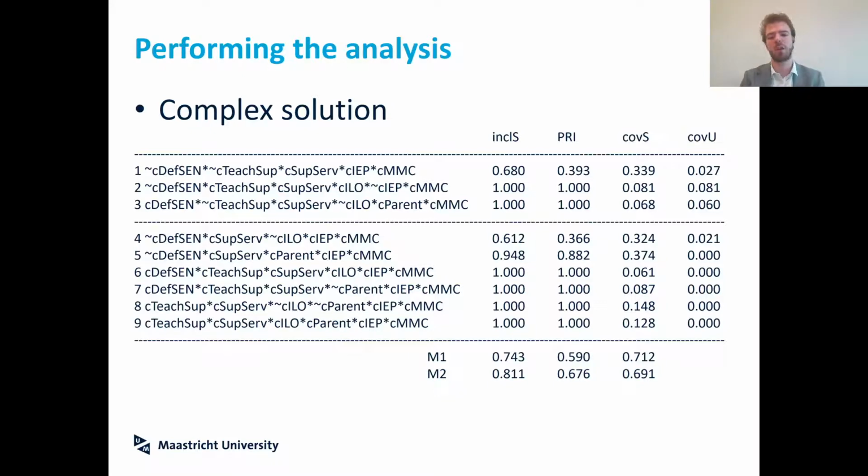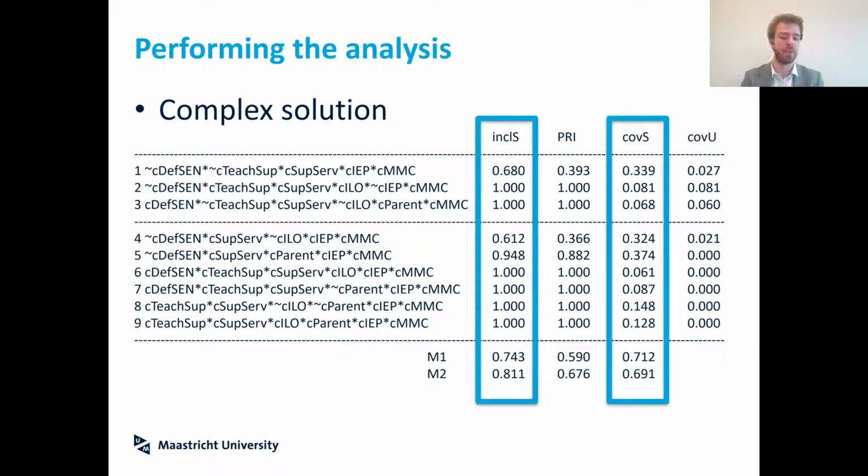Now let's look at what columns to focus on in this case. It would be the first and the third, the first being the consistency, and the third being the coverage. So the first line has a consistency of 0.68, which is lower than 0.8, so would be removed, and has a coverage of 0.339, which indicates that this pathway was found in a few cases.